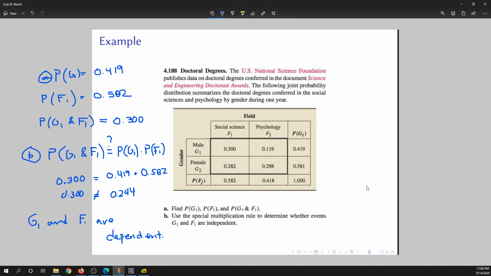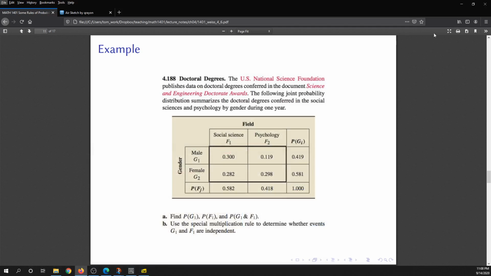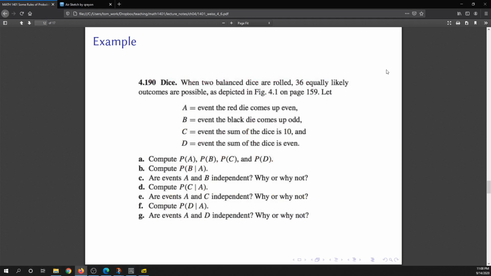All right, so I think that is it on this video, and we will separate these other examples out into problems of their own, or videos of their own.